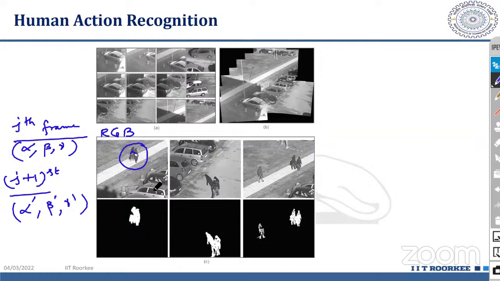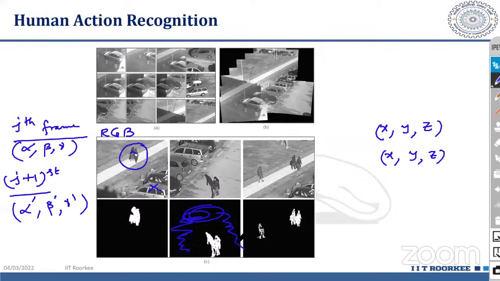Whereas, suppose I consider, let us say, this pixel, all right? So that's a static object. The car is a static object here. So in the jth frame also I will have, let us say, X, Y, Z. This is my gray level value, right? And in the j plus first frame also it will be X, Y, Z. So when I subtract these two, I will get 0. So therefore, in all these places, you are getting 0. So they are all nothing but the static object, right? The black pixels are nothing but the static object.